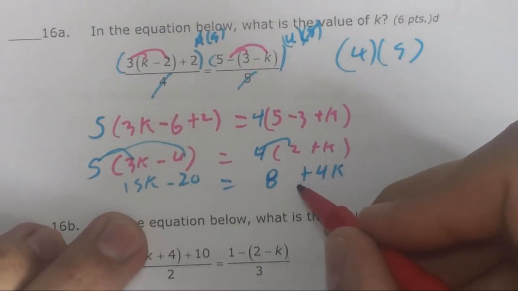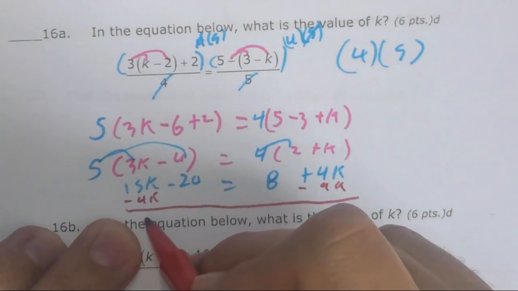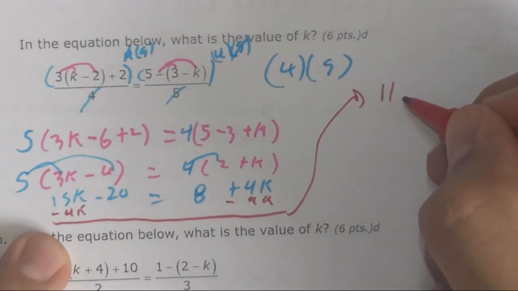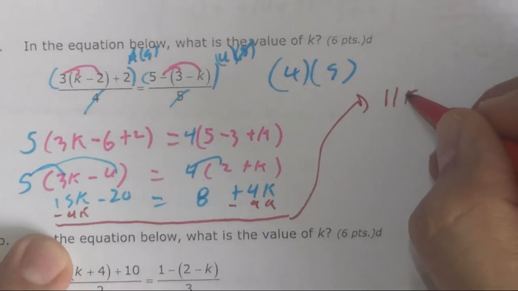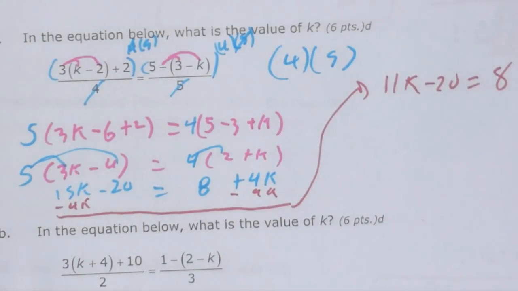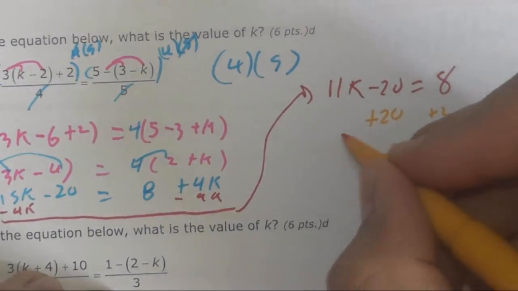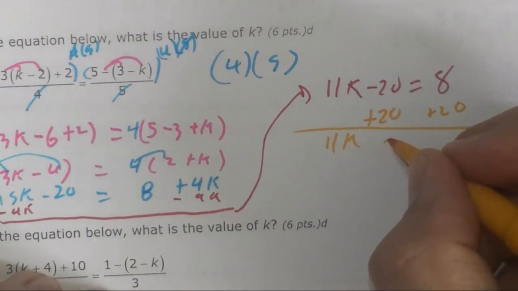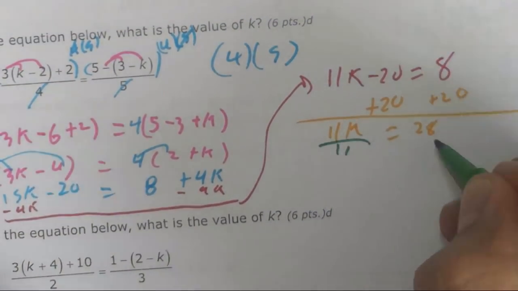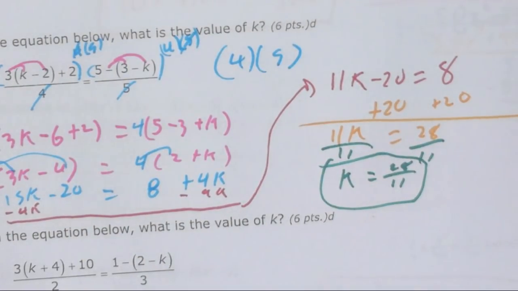Smallest k is over here, so I'm going to subtract 4k. 15k minus 4k is, what is that, 11k? Minus 20 equal to 8. Then I can get rid of that minus 20 by adding 20 to both sides. So I get 11k is equal to 28. And the last thing I'm going to do is divide by 11. k is equal to 28 over 11.